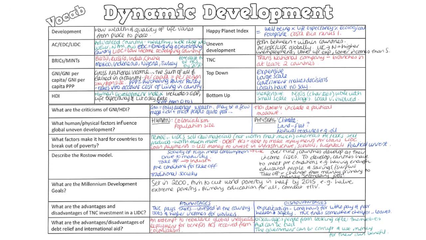Advantages, disadvantages of debt relief and international aid. So debt relief is an attempt to rebalance global inequality. So ACs are basically repaying the LIDCs for the benefits they receive from colonialism. Disadvantages are that people are not looking after themselves. It discourages people from finding ways to move forward. We're just giving them a handout, basically.